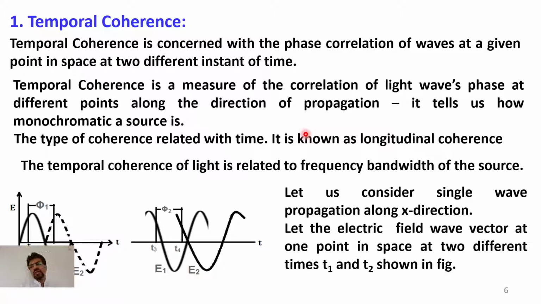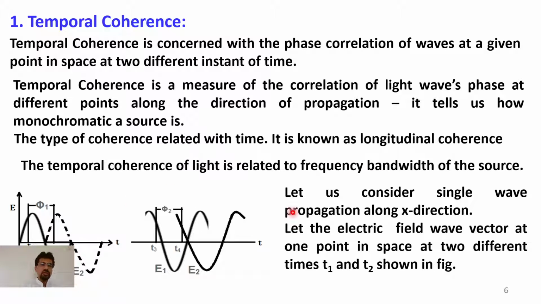In short, we can say that the temporal coherence tells us how monochromatic a source is. That means when the waves are propagating, these waves should be monochromatic. This type of coherence is related with time, and it is also known as the longitudinal coherence. So students, you have to remember that the temporal coherence is related with time.